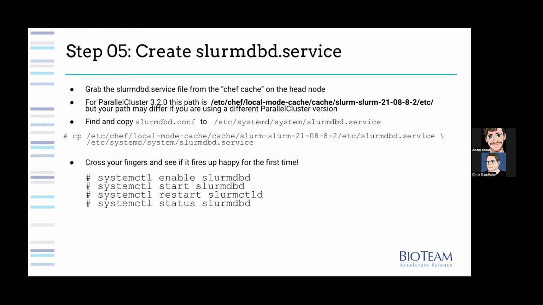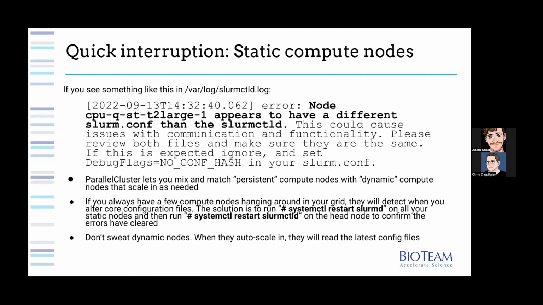What you want to do at this step is make sure that the slurmdbd daemon is up and running. It's not complaining. It's basically happy. One of the things that you will find if you have a ParallelCluster that mixes and matches dynamic nodes with static nodes is that the static nodes already present and hanging around in your grid know when you're messing with Slurm configuration files, and they will know when they've been dealing with a Slurm configuration file that is now out of date relative to the edits that you just placed.